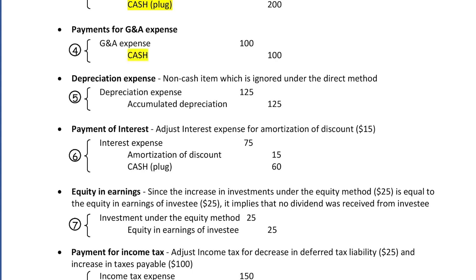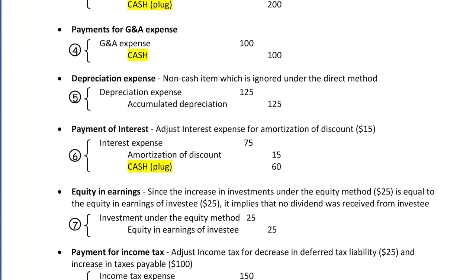Fifth journal entry, you've got depreciation expense. Now that does not impact your cash account. Your journal entry is depreciation expense debit and the credit is accumulated depreciation. For the sixth journal entry, interest expense on the income statement, that was $75. But we had an amortization of bond discount on the balance sheet for $15. So the cash that went out towards this interest expense is $60. So highlight cash, and that's your plug number here.